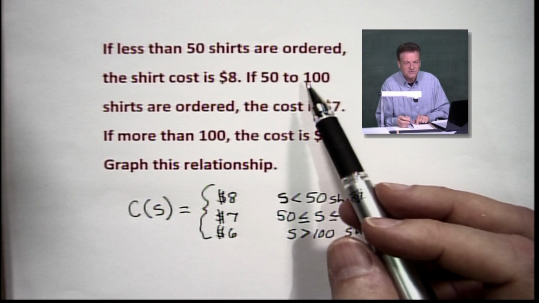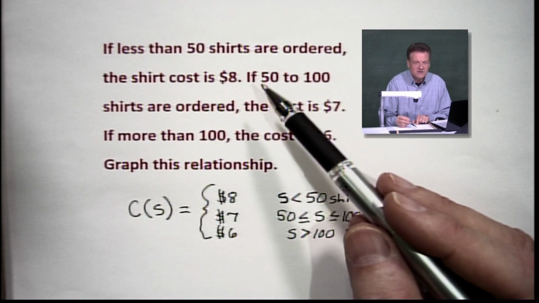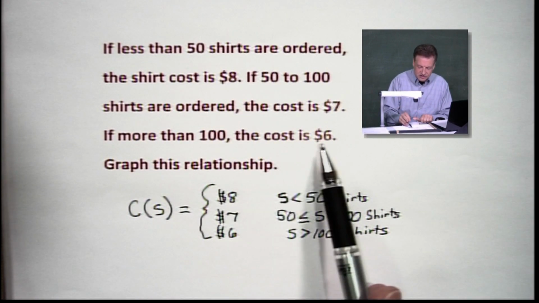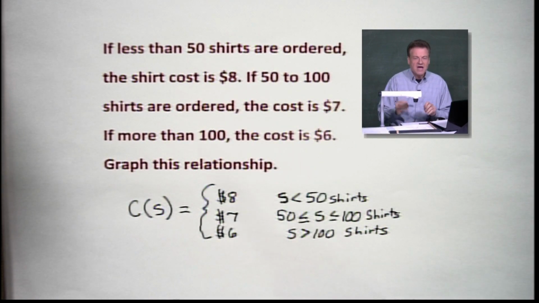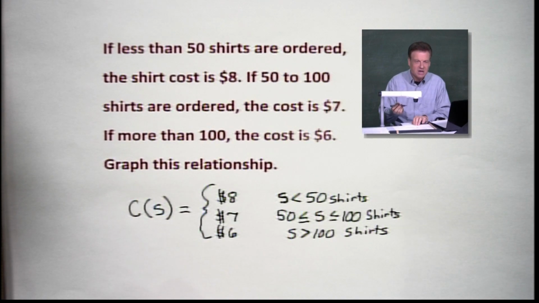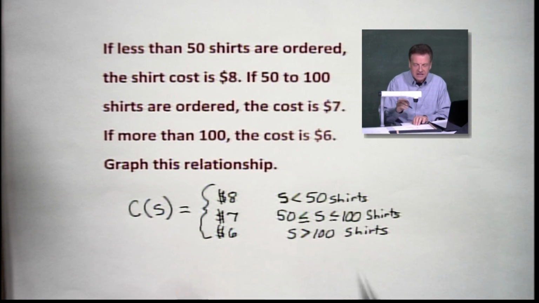Now looking at this, again, it says if less than 50 shirts are ordered, the shirt cost is 8. If 50 to 100 shirts are ordered, the cost is 7. And if more than 100, the cost is 6. Folks, this is what we call buying in bulk. If you're ordering t-shirts, let's say for a club, the same thing would hold true. The more shirts you order, usually the less cost it is.